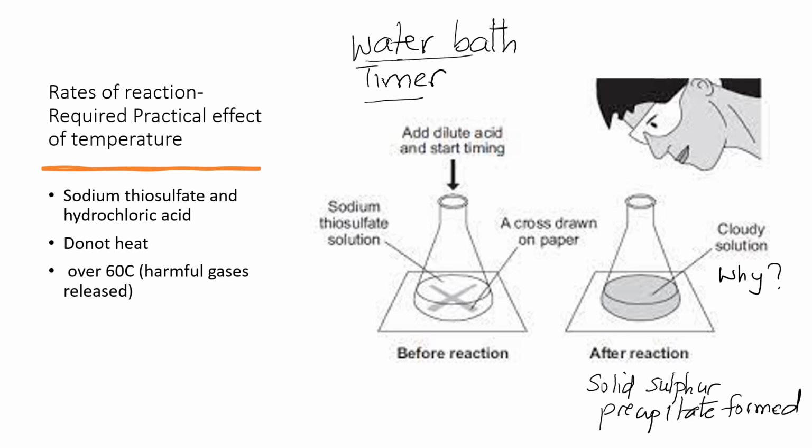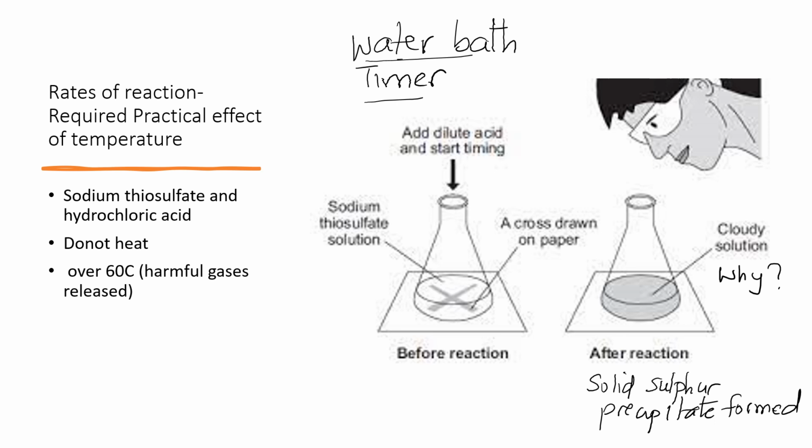Here's another required practical, this time looking at the effects of temperature. You're going to react sodium thiosulfate with hydrochloric acid. Do not heat it above 60 degrees as harmful gases will be released. You start off with 50 cm cubed of sodium thiosulfate in a conical flask. You then add your 10 mL of hydrochloric acid, which has been warmed up to different temperatures, and you're going to put it on a paper with a cross on it.